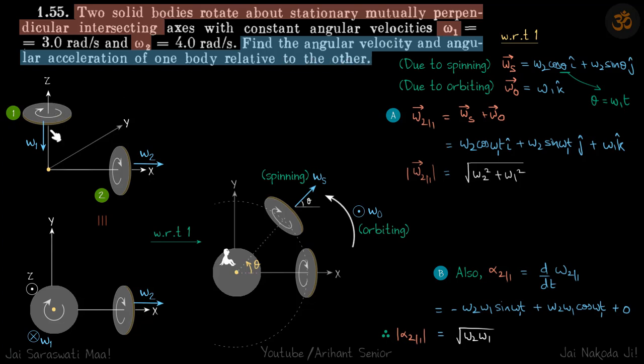So these two are intersecting axes. Let's say omega 2 is towards x and omega 1 is towards minus z. Now this picture we can observe from the top view, from the z-axis. So if you are seeing from the top, it will look like this. Omega 2 is still along the x-axis. This is our y-axis now, and the z-axis is outside the plane.